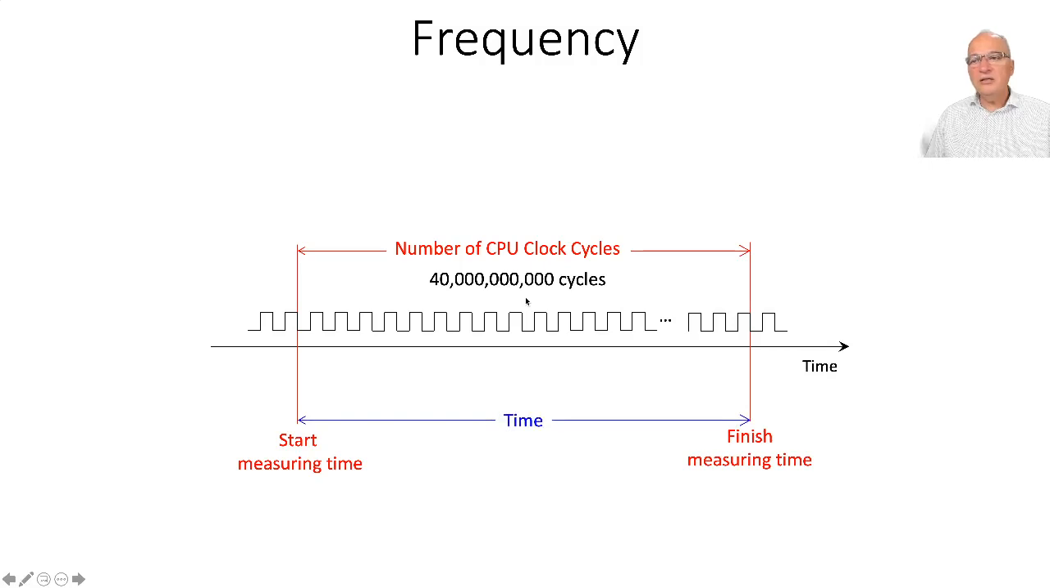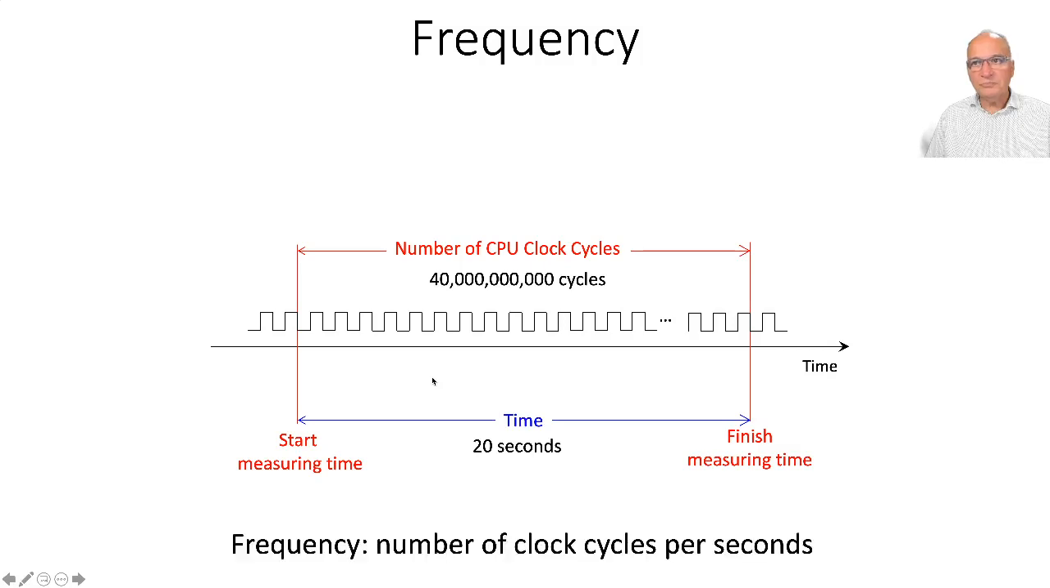Then the next question is, how much time has passed during the time that I was measuring? So I have observed 40 billion cycles, but how much time did it take for me to observe the cycles? And let's say that it was 20 seconds. So I have observed 40 billion cycles in 20 seconds.